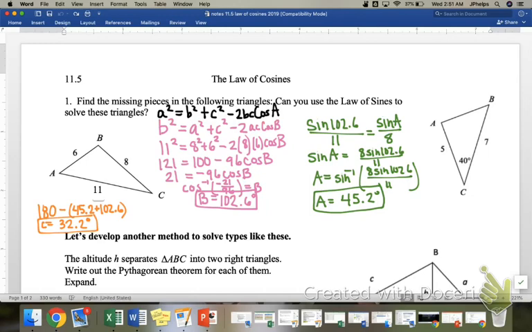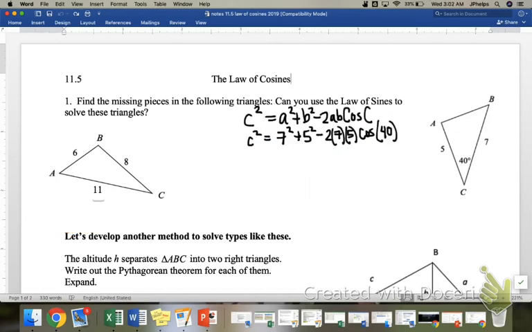Just to recap, can we use the law of sines on problem number 2? No, we cannot. We've got side angle side here. We don't have the side across from the angle that we know, and we don't have any angles across from the sides that we do know. So we need to use the law of cosines for this one. Go ahead and pause the video and see if you can figure this one out. Remember, you're solving the whole triangle, so that's all of the missing parts.